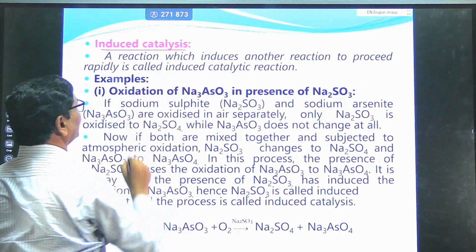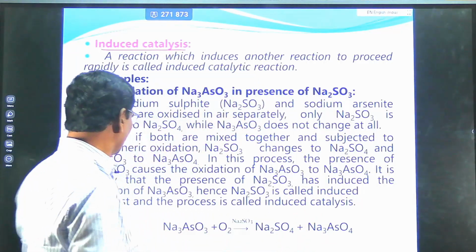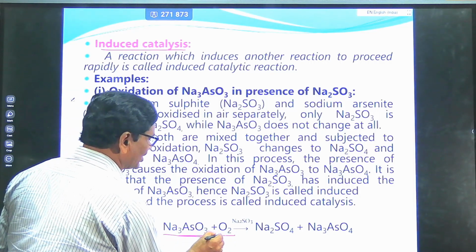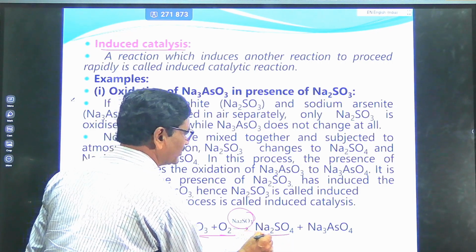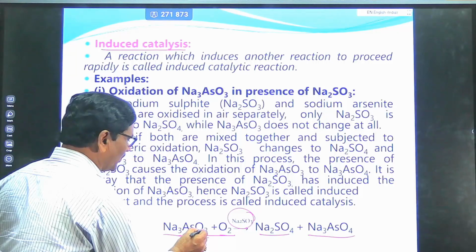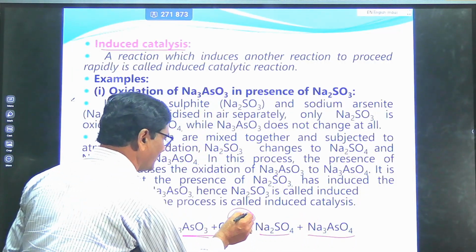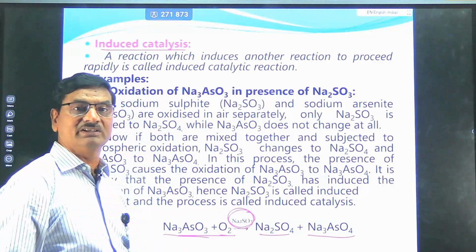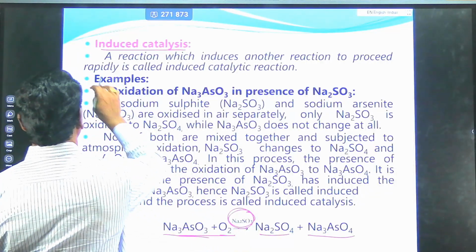Then next type is the induced catalyst. Induced is nothing but doping. Suppose in the case of Na3AsO3, it gets oxidized in presence of this catalyst, and it is giving rise to Na3AsO4. That Na3AsO3 can get converted in the form of Na3AsO4 in presence of Na2SO3 as a catalyst, and Na2SO3 is called an induced catalyst, and the phenomenon is called induced catalysis.